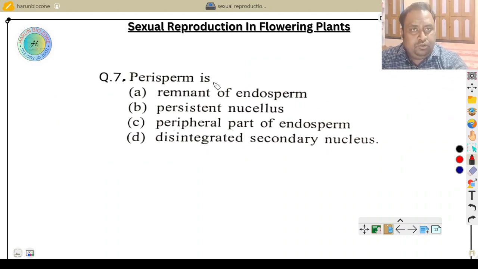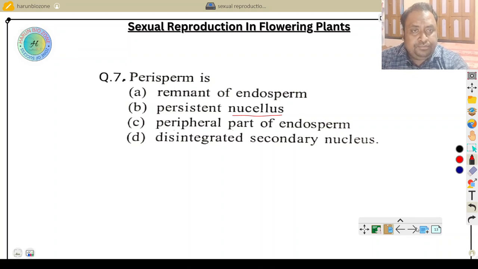What is perisperm? Perisperm is the persistent nucellus. After the production of the mature seed that carries the embryo, the nucellar cells are permanently present. These cells do not degrade. The perisperm is the persistent nucellus.